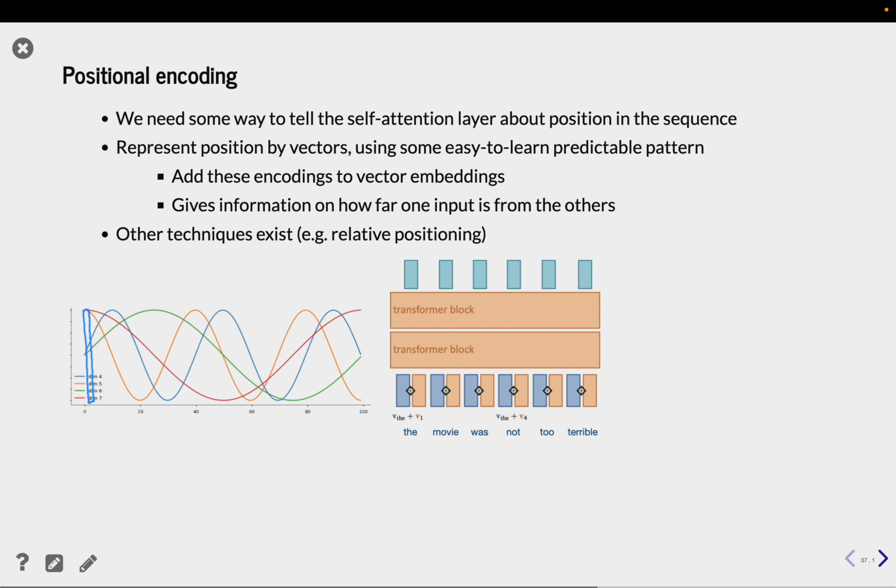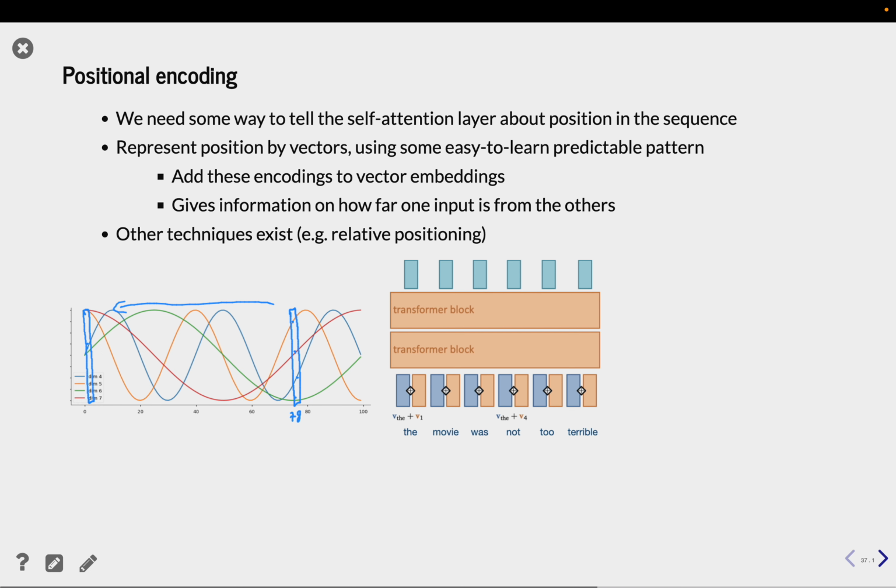Plus, the very interesting thing is that if we take any other value here, like say at position 17.8, by looking at the relationships between those values and those values, we can deduce how far away we are from any other token in the sequence.